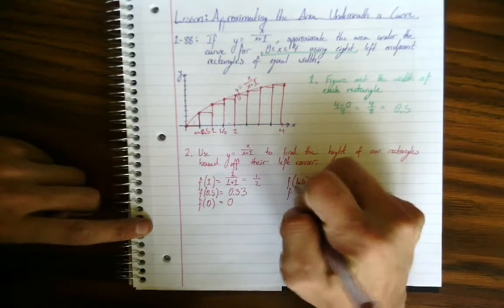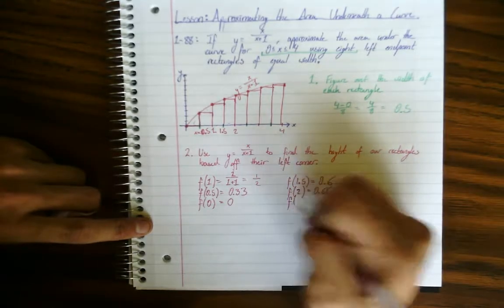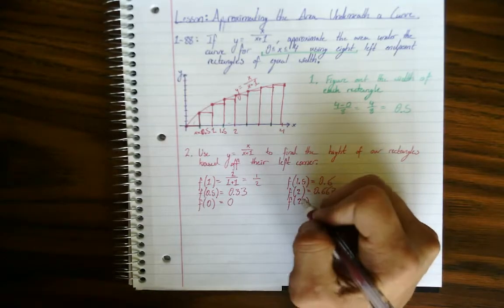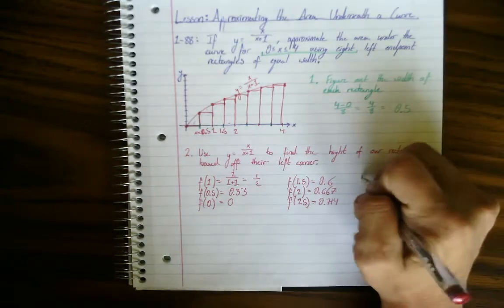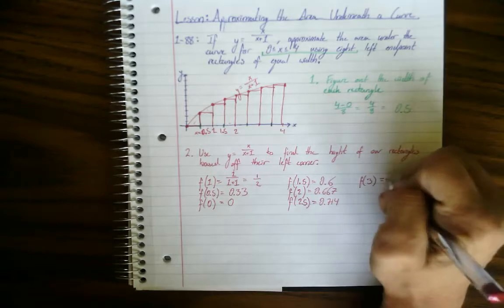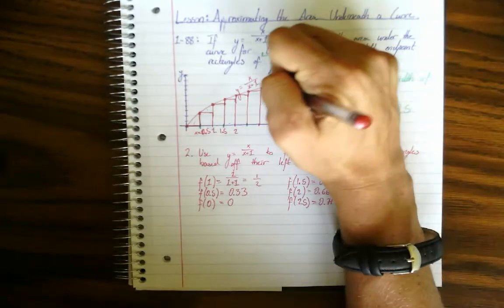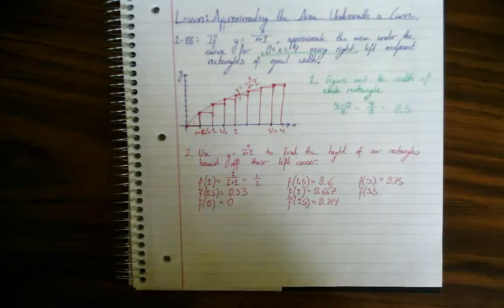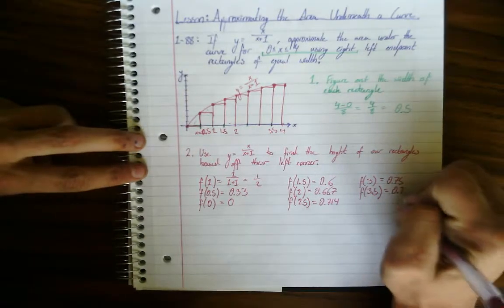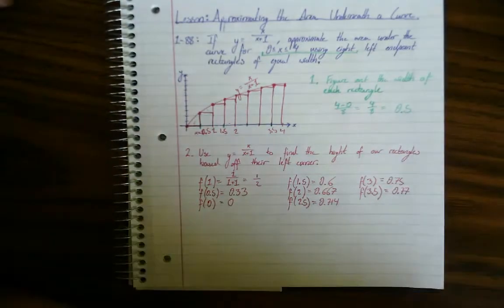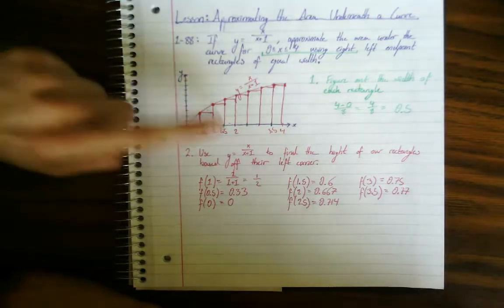So then we have f of 2, which is going to give us 0.667. F of 2.5 is going to give us 0.714. And then f of 3, 0.75. Finally, f of 3.5. Notice how this one's evaluated at 3.5. We will get a value of 0.77. So we have all our heights. Now what we need to do is multiply each of these heights by the width. Okay?